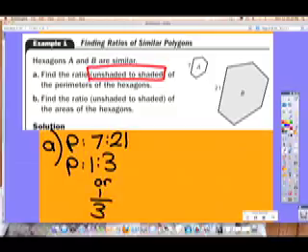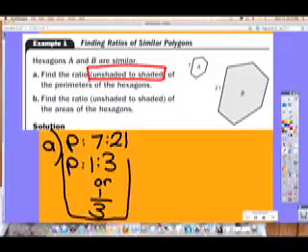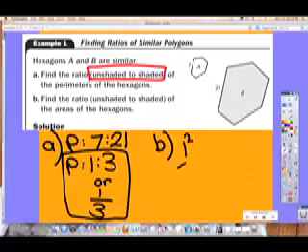Okay, so there's letter A. We're done. We found the perimeter. Now let's take that and find the area. So let's do 1 squared over 3 squared. Guys, what's the final answer? Not too bad. 1 over 9, or if you prefer, I don't mind if you do a ratio.